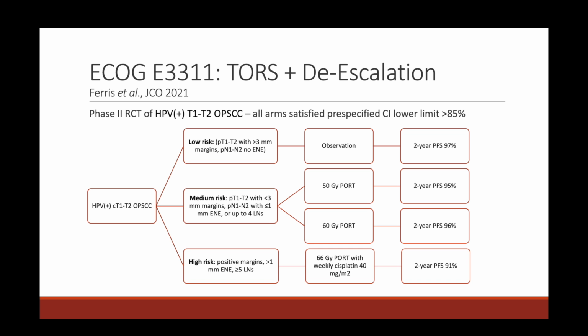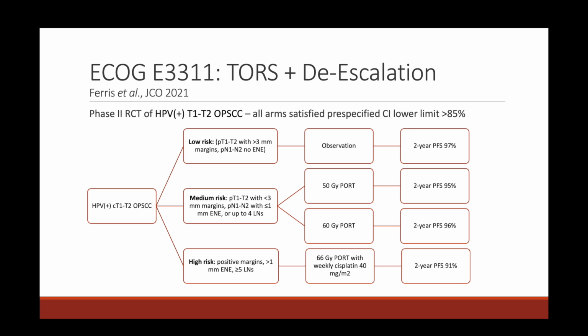The medium risk patients were PT1 to T2 with less than 3 millimeters margin, or they had focal extranodal extension defined as less than or equal to 1 millimeter of ENE, or they had up to 4 lymph nodes. And then the high-risk patients had either positive margins or greater than 1 millimeter of ENE, or they had 5 or more nodes, so they were pathologic N2 for HPV-positive staging. So low, medium, and high risk.